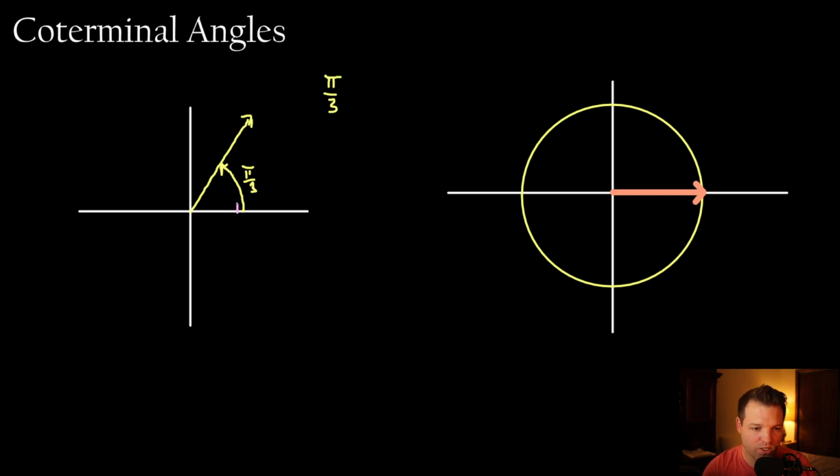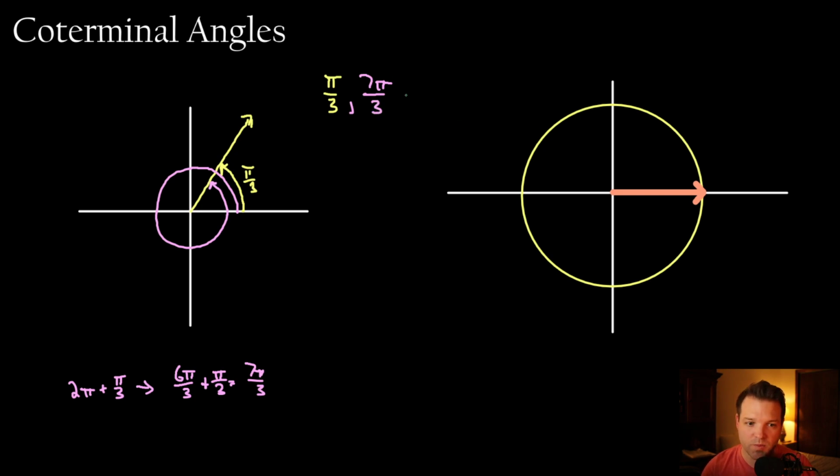So I'm going to do one full rotation. So go all the way around. And that one full rotation is 2 pi plus an additional pi over 3. So what is that? Well, we're going to have to do a little bit of math over here. So if I do 2 pi plus pi over 3, then I am going to multiply this top and bottom by 3 here. So that's 6 pi over 3 plus pi over 3, which is equal to 7 pi over 3. So 7 pi over 3 is coterminal with pi over 3.